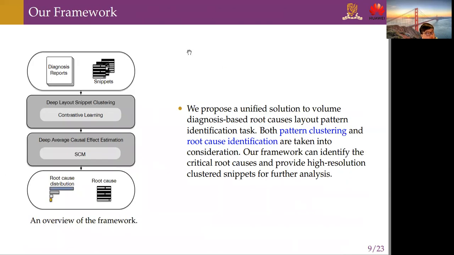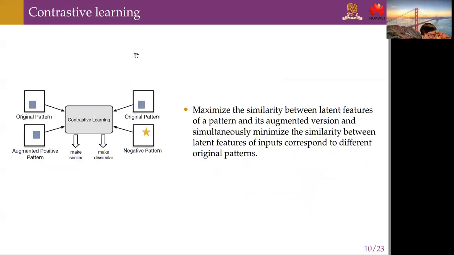We provide a unified solution to the volume diagnosis-based root cause layout pattern identification task. Both the pattern clustering and the root cause identification are taken into consideration. The critical root causes can be identified and high-resolution cluster snippets are provided for further analysis. The details of contrastive learning and the structural causal model will be introduced to explain how we model this problem.